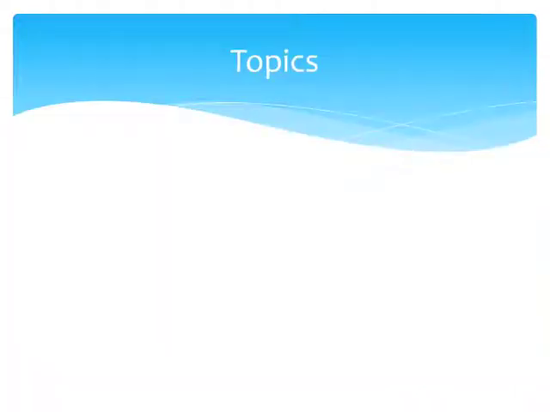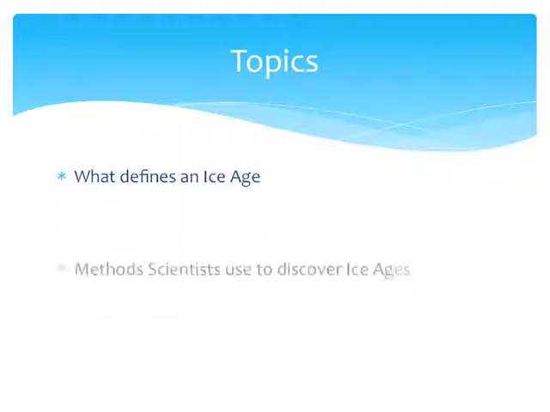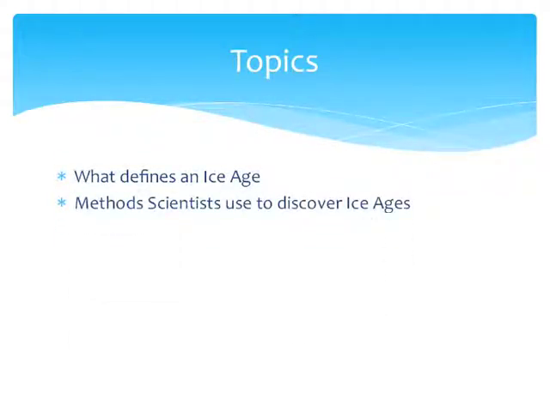Today I will be discussing four main topics: what defines an ice age, the methods the scientists used to discover when an ice age occurred, the five major ice ages, and the possible causes behind them.